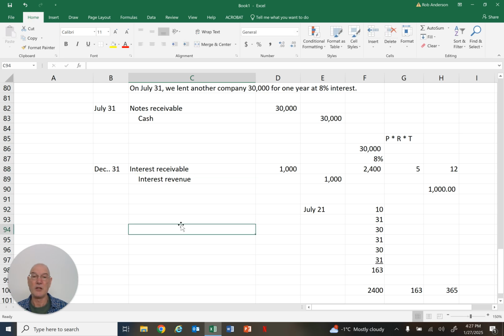Okay, so we have looked at quite a few adjusting entries. The examples here represent most of what you will see in your accounting course. So if you can do these, you can do all of them.